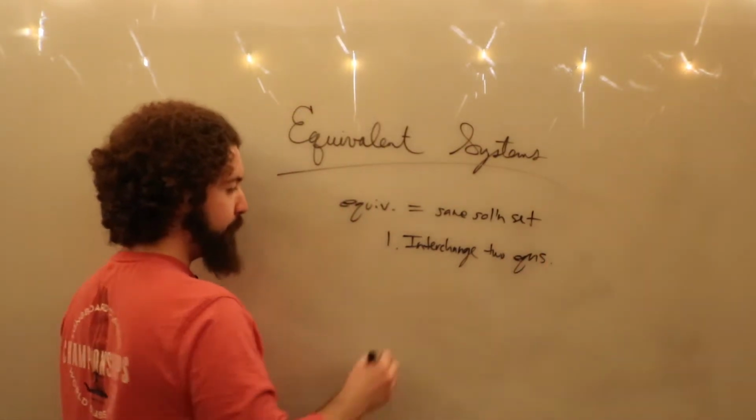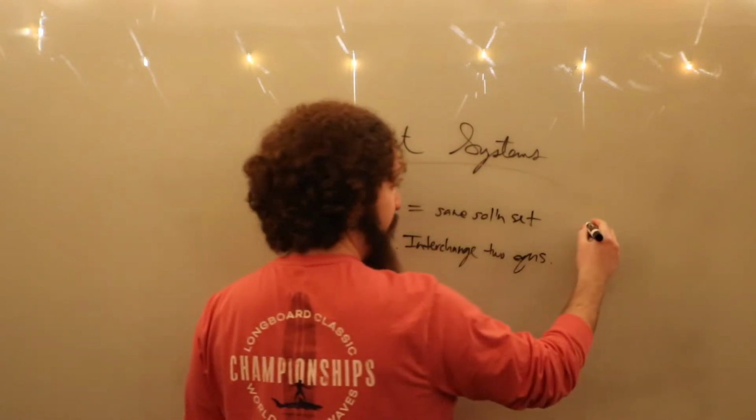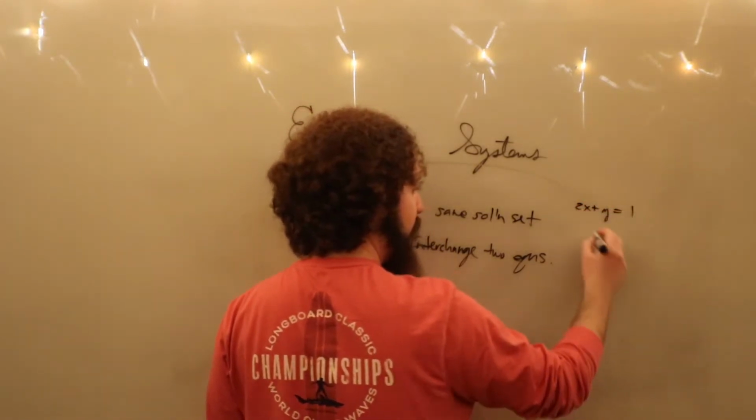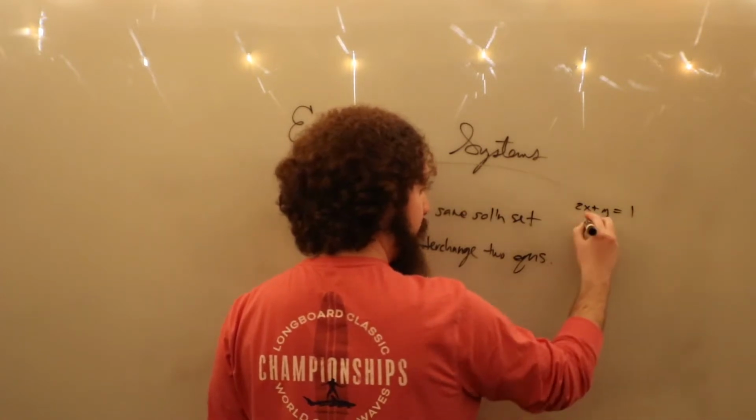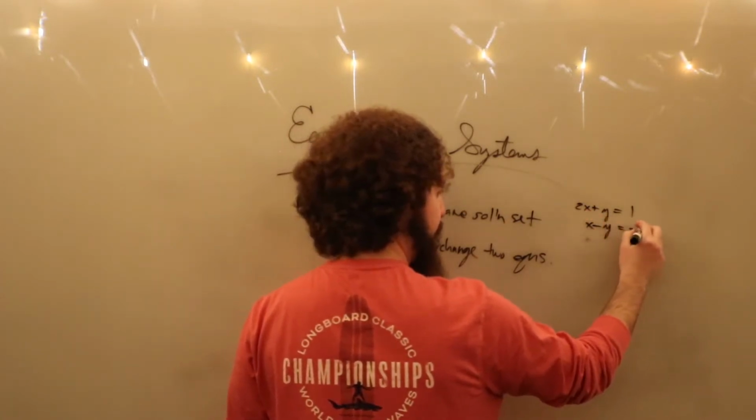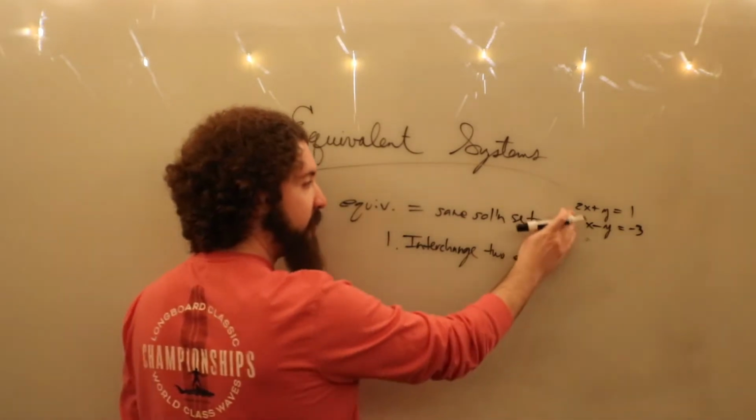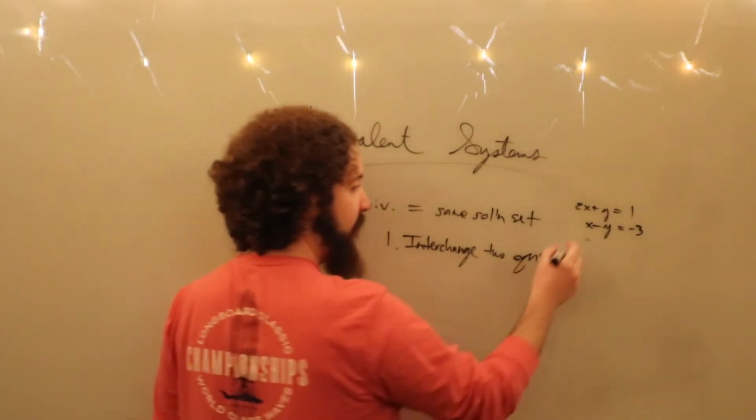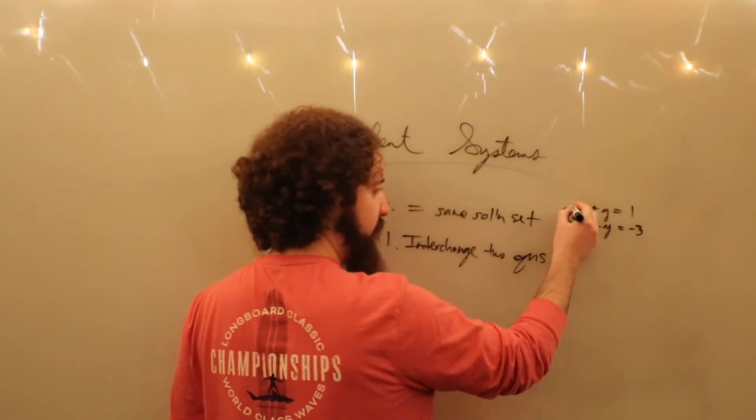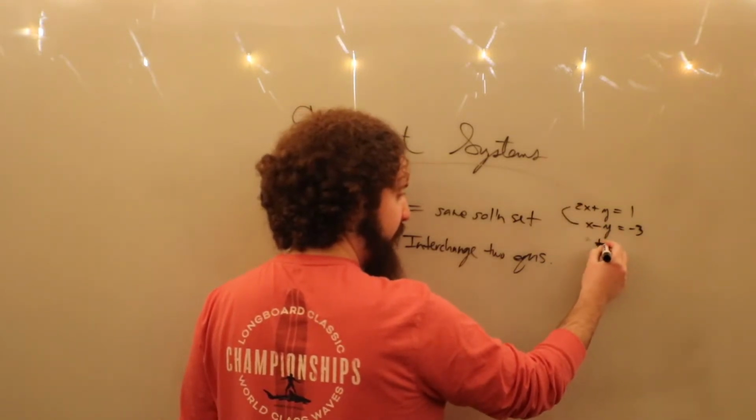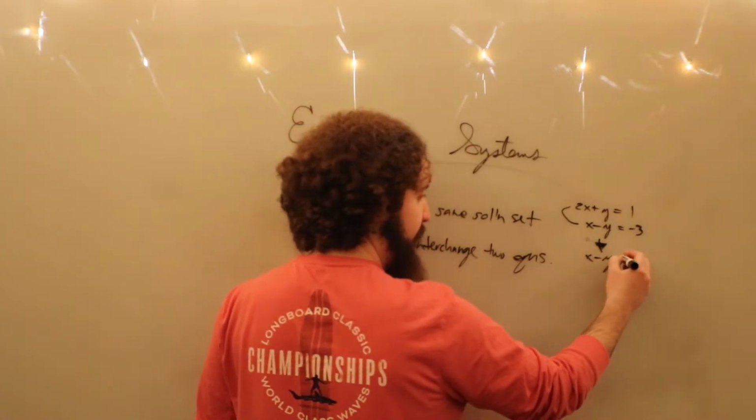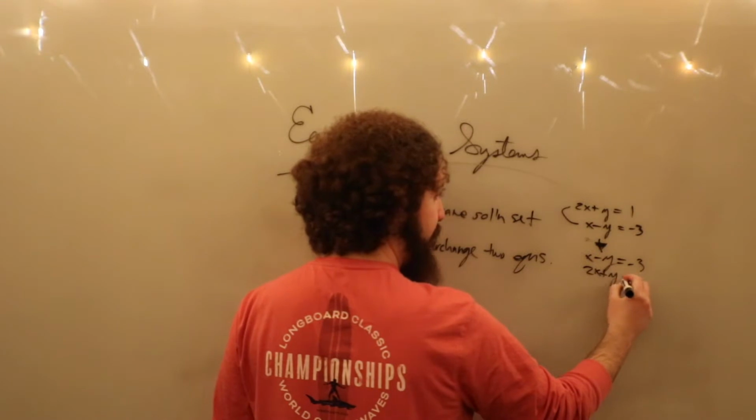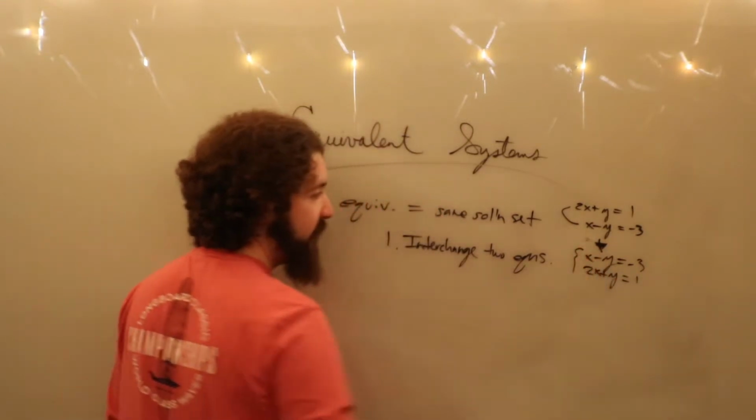So as an example, suppose we have the system 2x plus y is equal to 1 and x minus y is equal to negative 3. If this is our system of equations and it has some solution set, then if we were to change the order of these two and say instead our x and y have to satisfy x minus y equals negative 3 and 2x plus y is equal to 1, you can see this is the same thing as this.